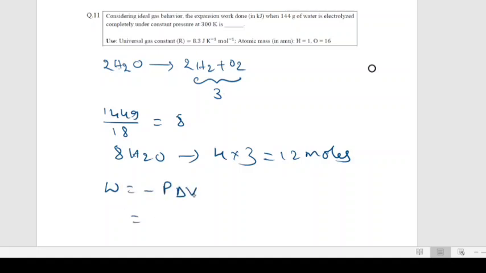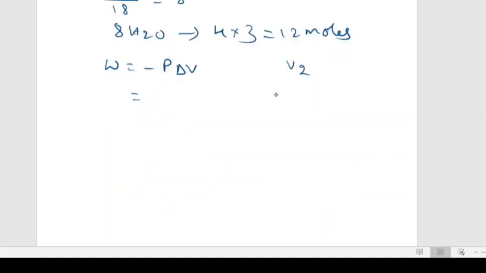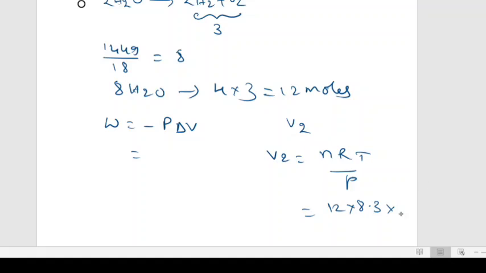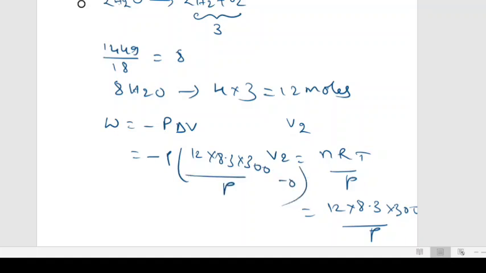V2 minus V1, if we consider, V2 will be the volume of all these 12 moles. So V2 is nothing but nRT by P. So n is 12, R is 8.3, and T is 300 Kelvin, they have given. So 300 Kelvin by P. Substituting in this equation: minus P into 12 into 8.3 into 300 divided by P, minus 0.